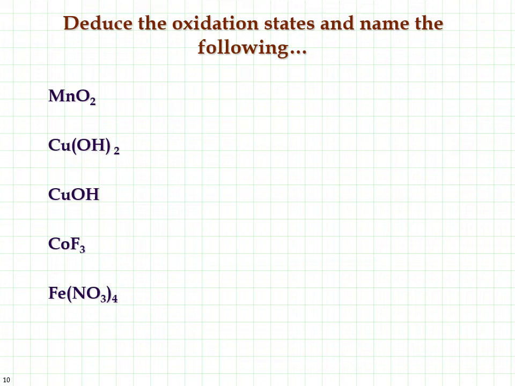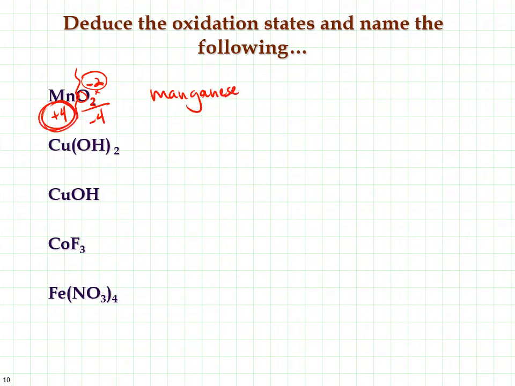So oxygen here, I have oxygen that has a -2 charge. I have 2 oxygens that each have a -2 charge. -2 times 2 is a total of -4, which means that my manganese on the other side is going to have a +4 charge. Oxidation state of manganese is +4. Oxidation state of oxygen, -2. To name this guy, manganese, I'm going to use its oxidation state, Roman numeral 4, in the name, manganese 4 oxide.